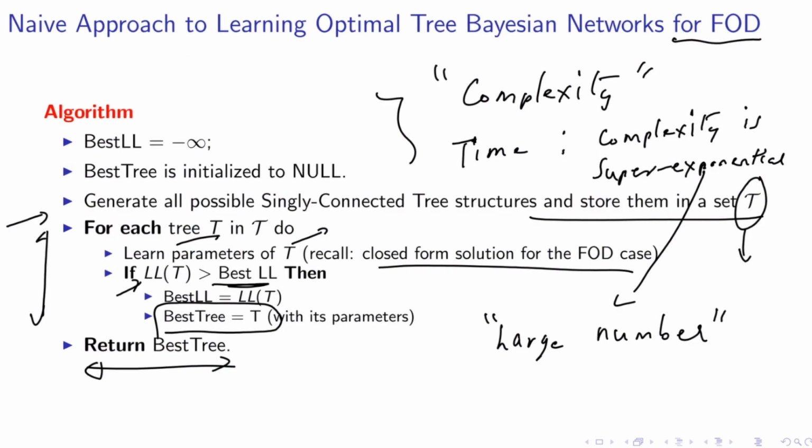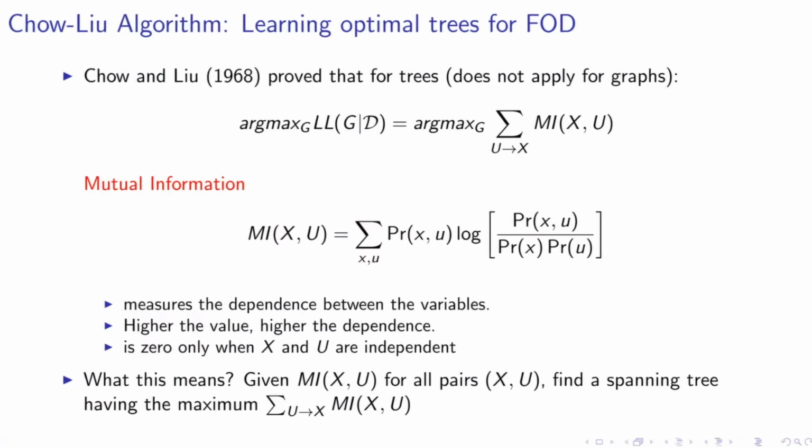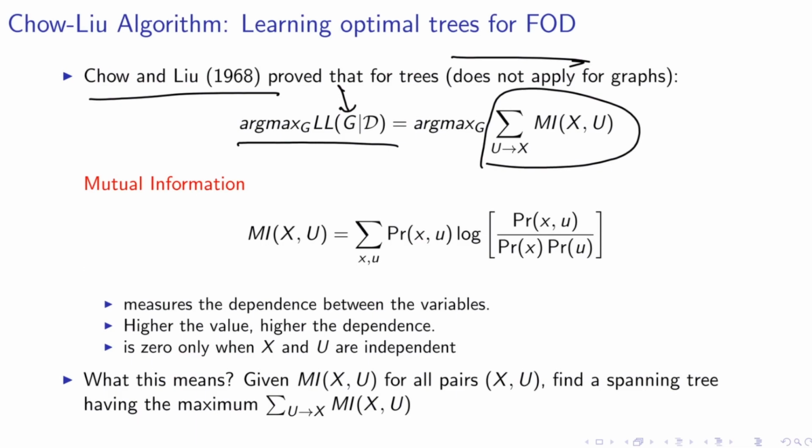But the good news, right? Since we are in the space of tree Bayesian networks, okay, we can actually prove, and Chow and Liu in 1968 proved that for trees, and I should state that this theorem does not apply to graphs, they proved that maximizing the log likelihood of data under the assumption that G is a tree is the same as maximizing the sum of mutual information over X and U, where U is the parent of X.